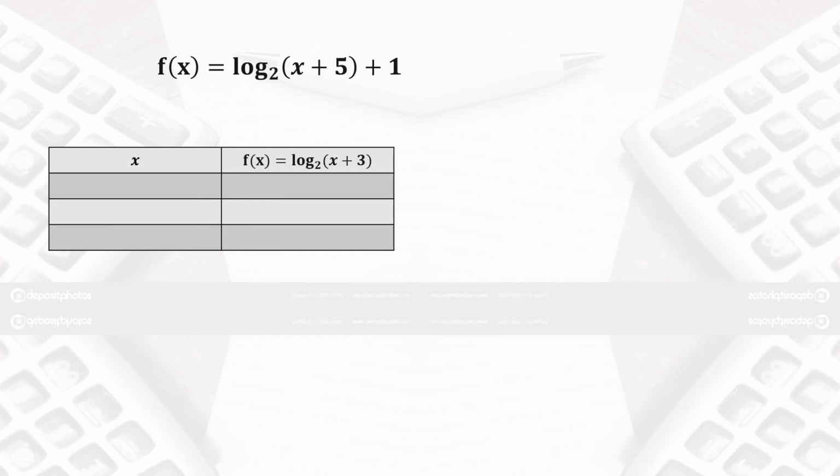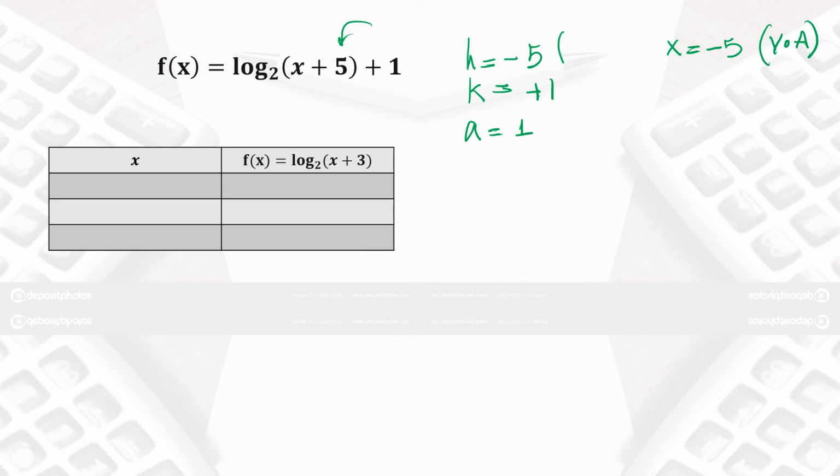Here we have log base 2 of x plus 5, and plus 1. So again, what is my h? h is the opposite sign of the bracket thing, that is negative 5, and x equals negative 5, that means the h is always your vertical asymptote. Now what is your k? k is your plus 1. What is your a? a is your 1.